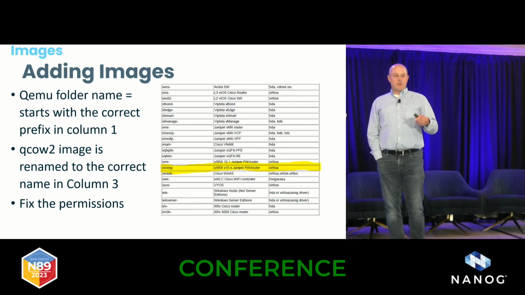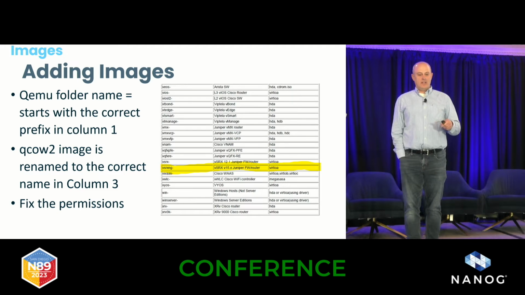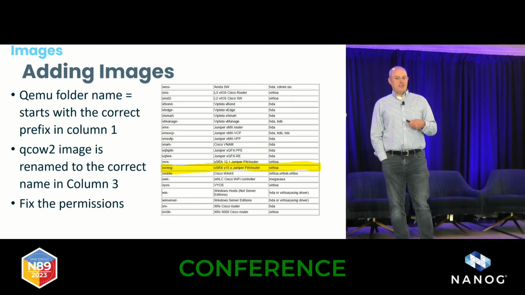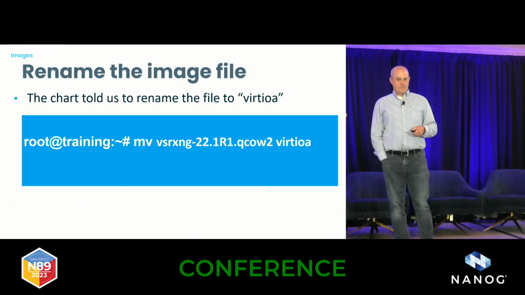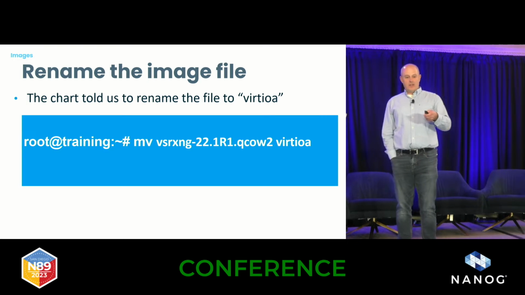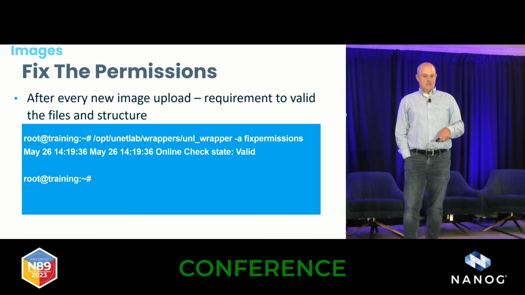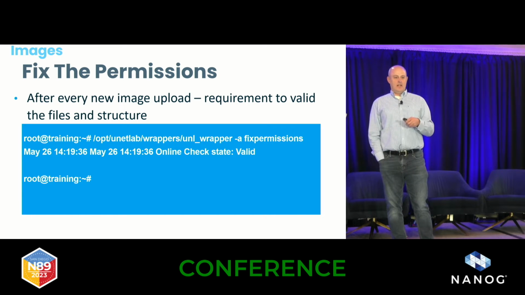Once the file's there, that's when you want to reference this chart in the documentation, and it's got a couple things here. The first column is telling you what the folder name has to start with, and that's what links it to the template that we talked about. The last column is what you have to rename that QCow2 or ISO file to so that the file will run properly when you go to start up the node. So in this case, we're just downloading that QCow2 file from the vendor website. We're renaming it to what it says in the chart. And then we just run this script that's changing the permissions on it so the software can actually utilize that file to run the node.